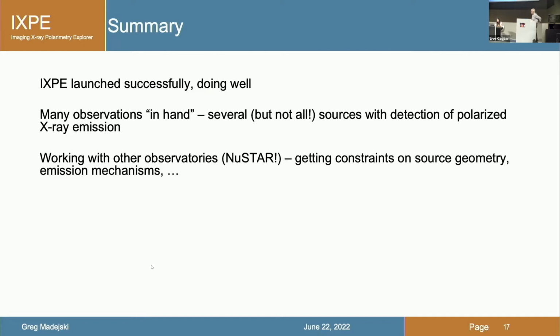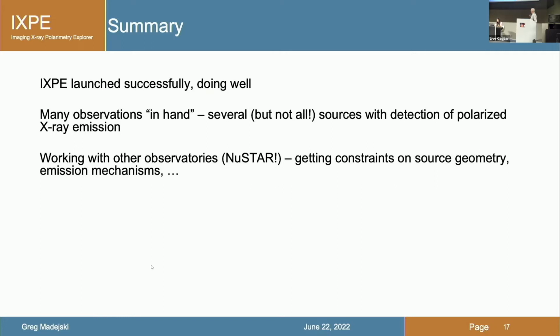So it's working with other observatories, and NuSTAR, most significantly for the variable sources, is providing very important constraints on the spectrum of the source, which in turn leads us to be able to understand the source geometry and emission mechanism in those sources more fruitfully.